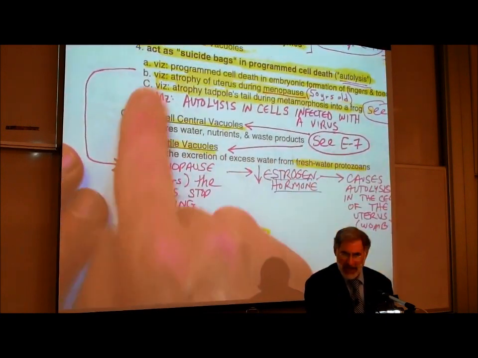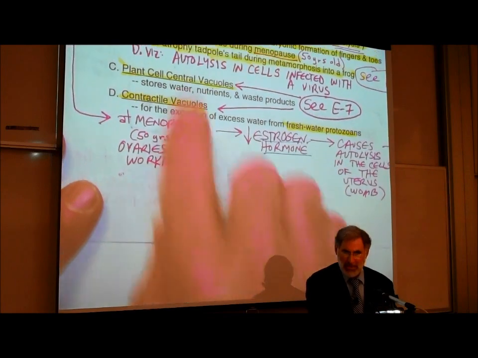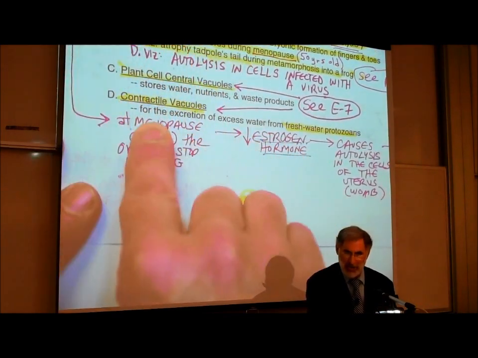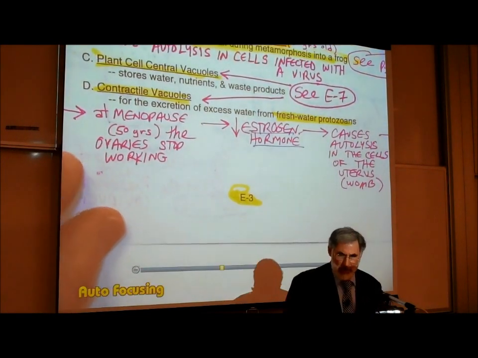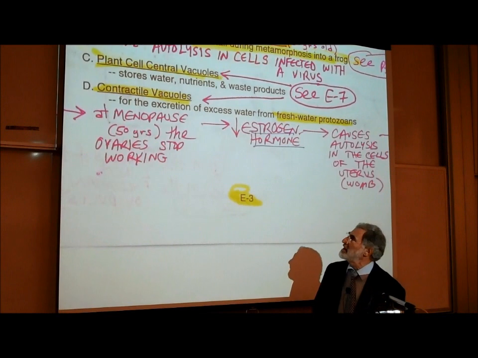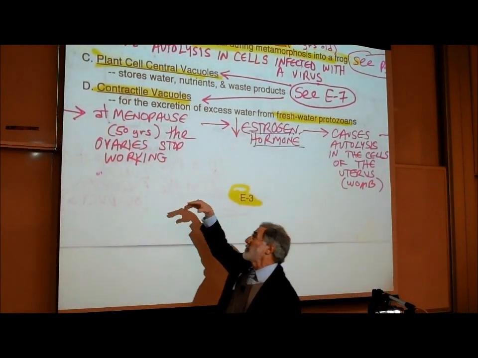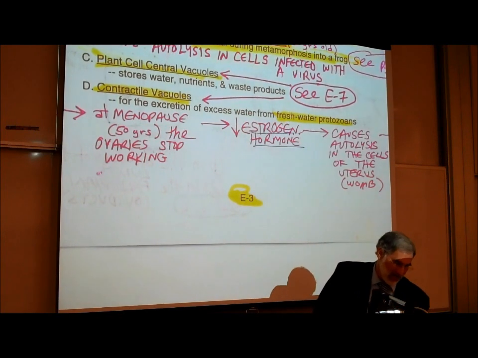Now, I made a little arrow, and I just wrote the following at the bottom of the page. I drew an arrow here, and you could write what I wrote here. So what did I write? At menopause, you'd say, what's menopause? Menopause occurs at around 50 years of age in women. It's when her ovaries stop working.